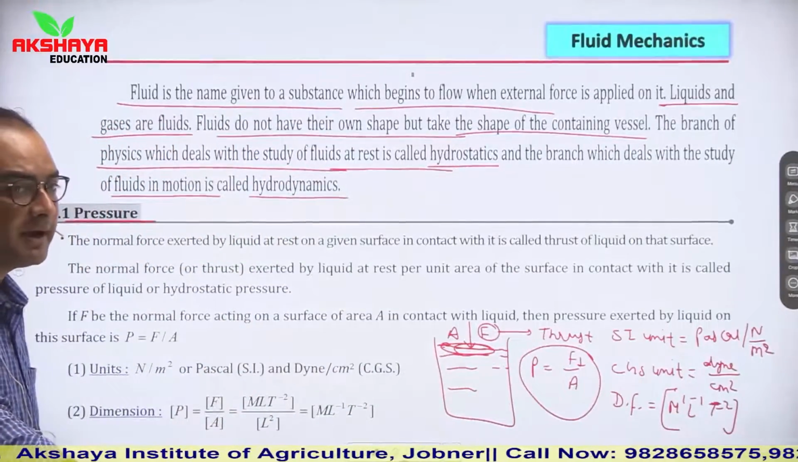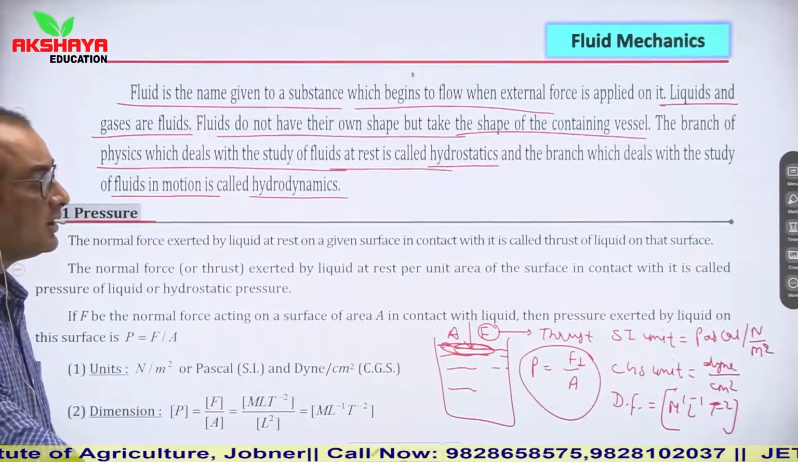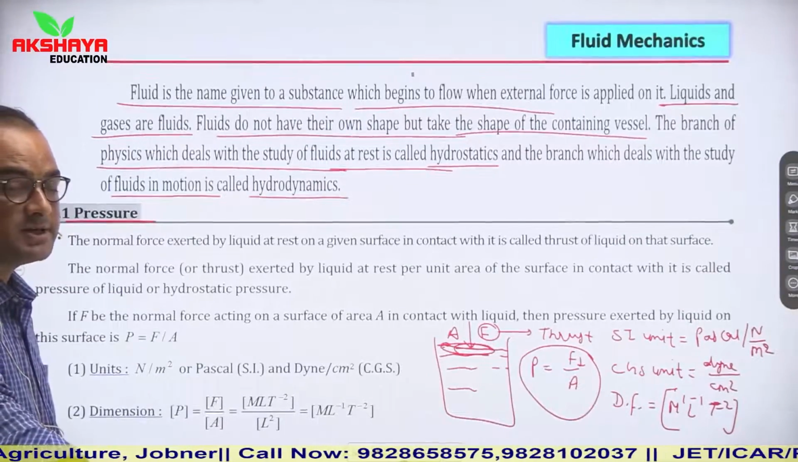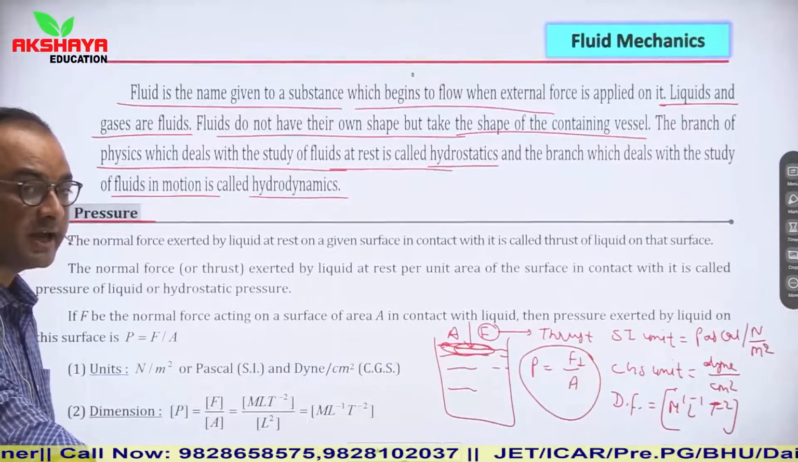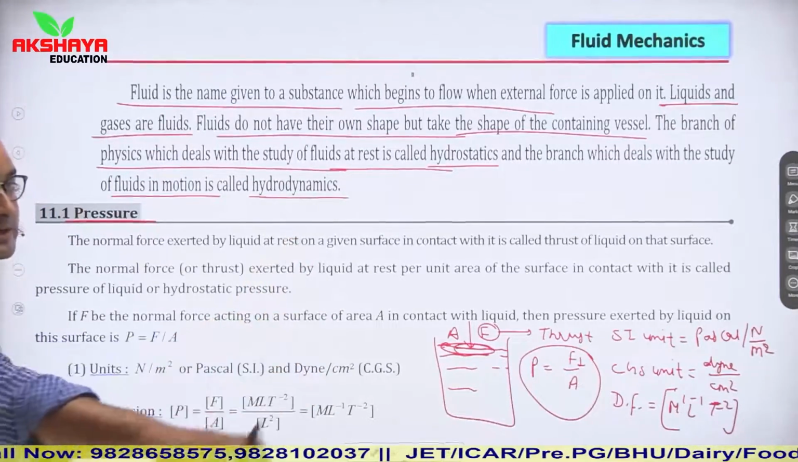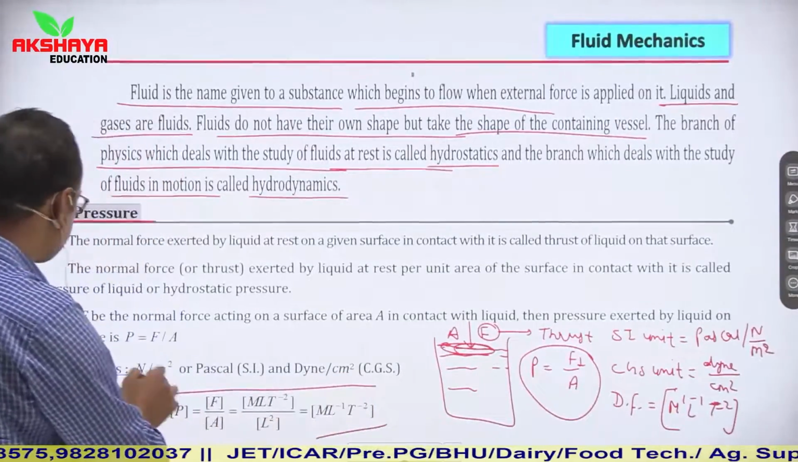Simply keep in mind that if a normal force acts on a given area, then force divided by that area is defined as pressure. SI unit is Pascal or Newton per meter square. CGS unit is dyne per centimeter square. Dimension is M1 L minus 1 T minus 2. So these are some general concepts.